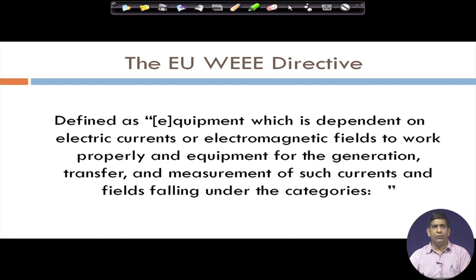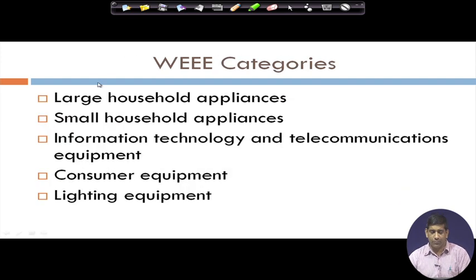So here in the EU directive, it says defined as equipment which is dependent on electric current or electromagnetic field to work properly, and equipment for the generation, transfer and measurement of such currents and fields falling under the category. So there is a definition. It came from the EU document. So that's how the EU has defined it. So it's a much broader definition.